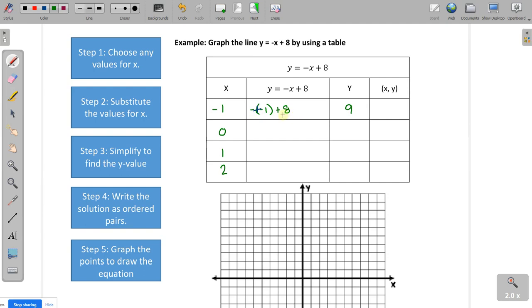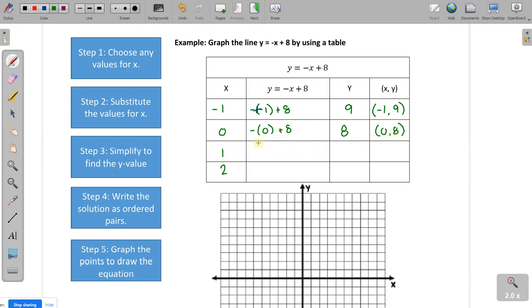And then we need to write the solution as an ordered pair. So we're going to take an x and then our y. So our ordered pair is negative 1, 9. And we continue that down until we have enough points to graph. In this case, we need to have 4 points. So let's continue on. Negative x, we have 0 plus 8. Negative 0 is the same thing as 0. So 0 plus 8 is 8. So we have the point 0, 8.